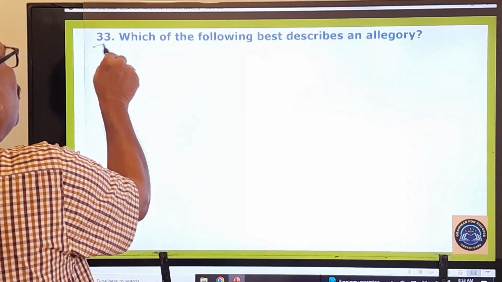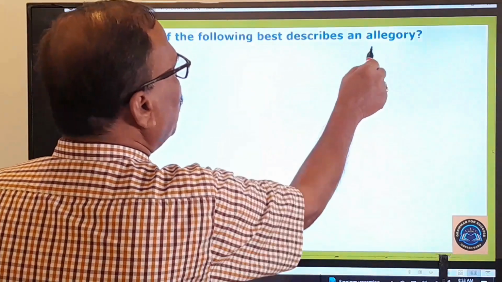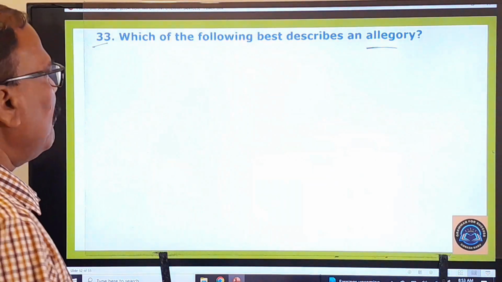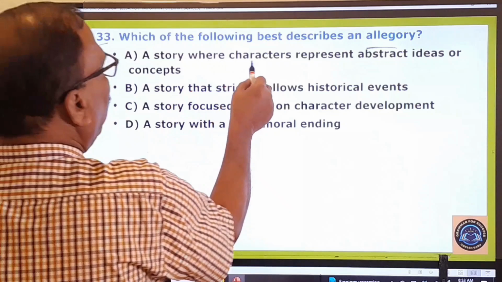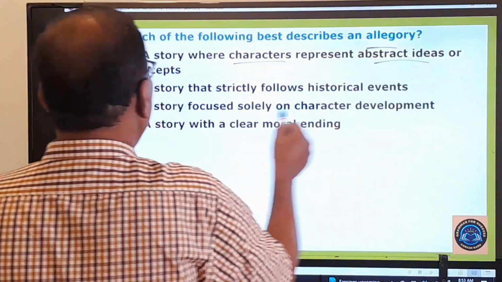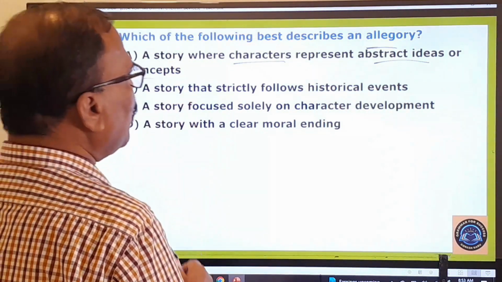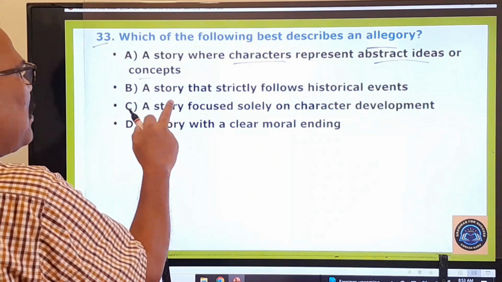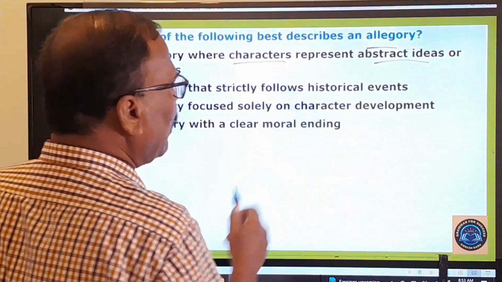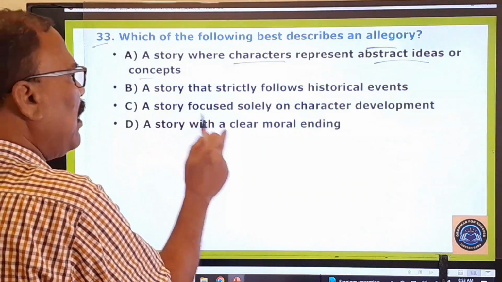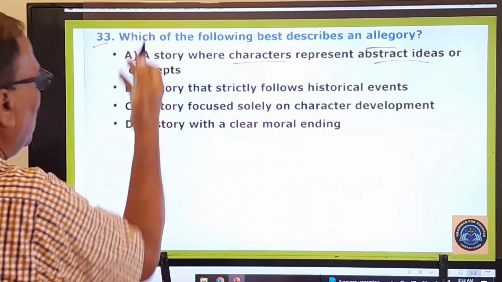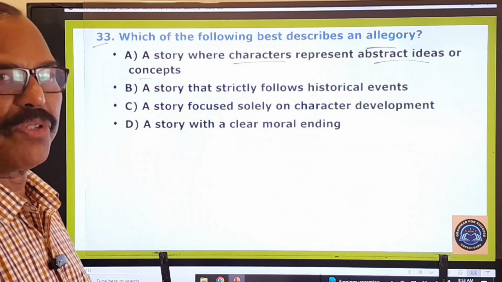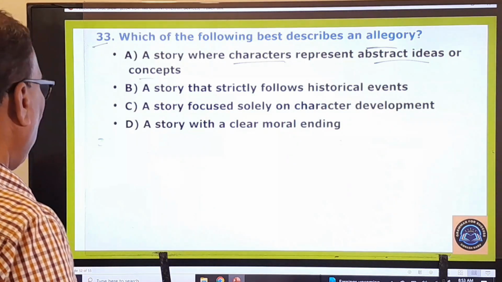Third question. Which of the following best describes an allegory? A story where characters represent abstract ideas or concepts. A story that strictly follows historical events. A story focused solely on character development. A story with a clear moral ending. So all these options are given. You choose the right one. Right. You go to the last question.